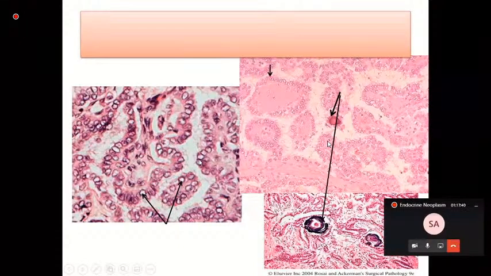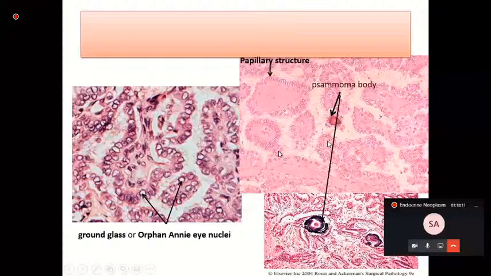What does it mean by ground glass? It means that the center of the nuclei is empty and the border of the nuclei is thick. It looks like ground glass, or empty nuclei, or you can say Orphan Annie eye. This is the name of the papillary carcinoma. This one is psammoma body. You can see also psammoma body. What else can we see?